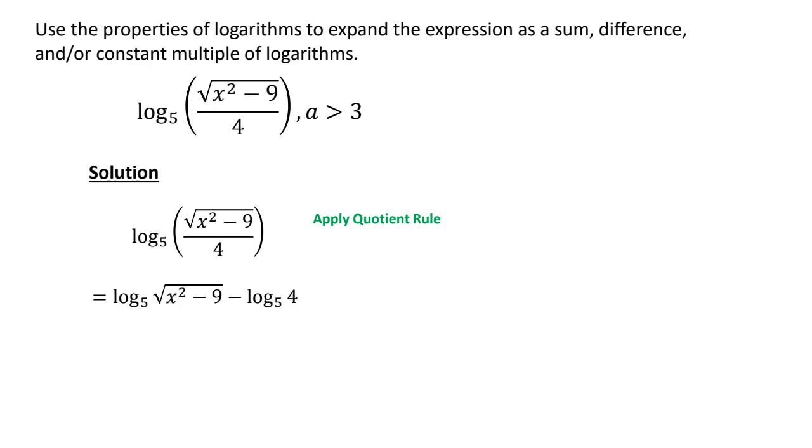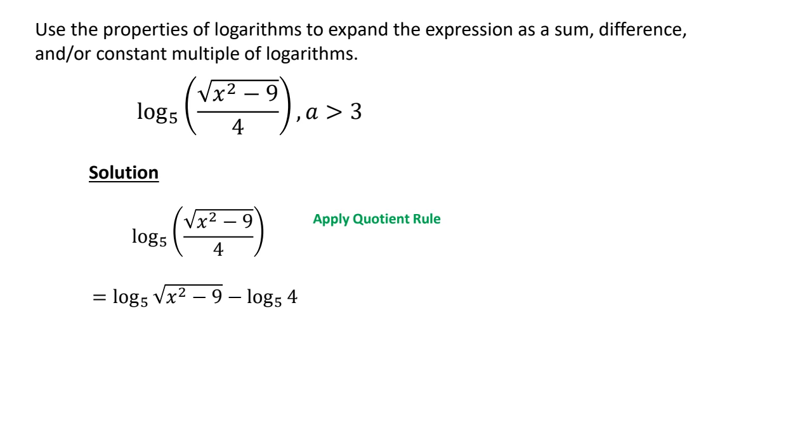On this particular one, I love to do this example because it's one that my students always see. I have the log of base 5 of the square root of x squared minus 9, over 4. The problem says use properties of logs to expand the expression as a sum and difference. The first thing that I see inside this log is two things being divided, so that applies my quotient rule. My quotient rule says that I would have the log of base 5 of the numerator, the square root of x squared minus 9, minus the log of base 5 of 4.